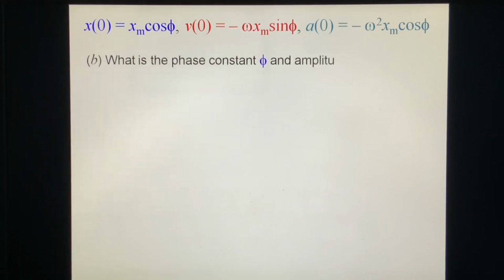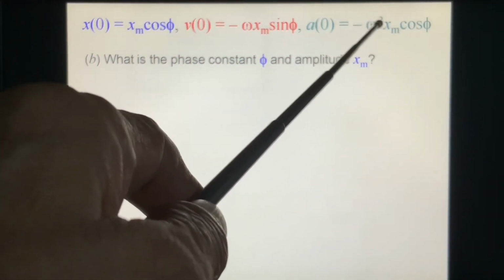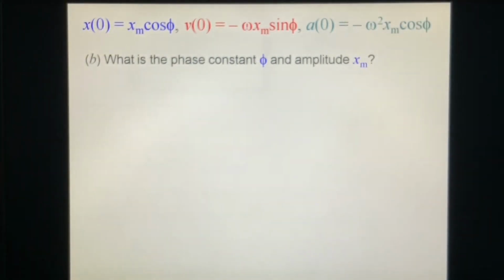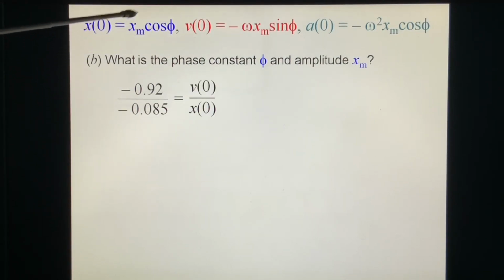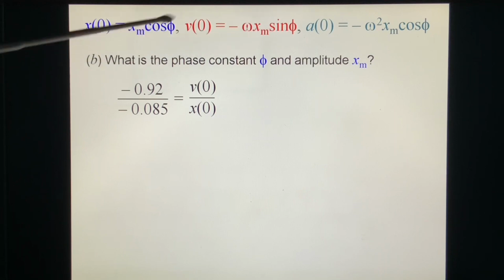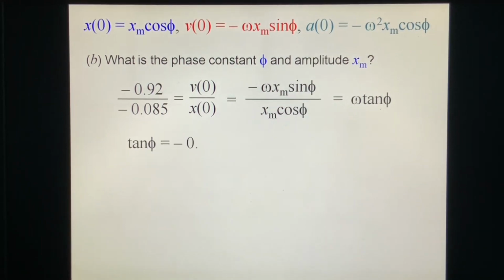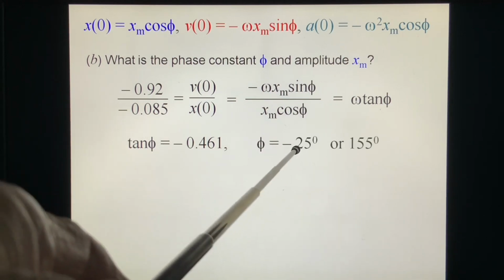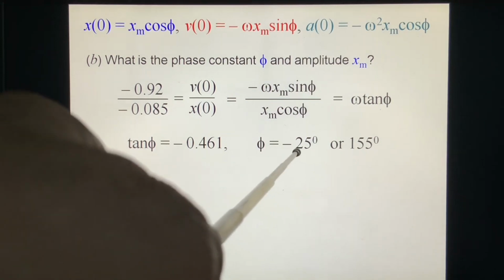What is the phase constant phi and the amplitude xm? Now, we already have omega. We want to find phi and xm. We look at v over x, so xm cancels out. We already have angular frequency omega. This is tangent phi. So this number we know and this one we know, so we can get tangent phi. Get this one and get phi. You get 2 angles, either minus 25 or 155, which can also be written as 335 degrees.